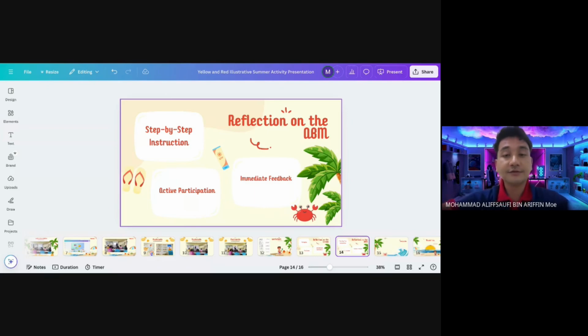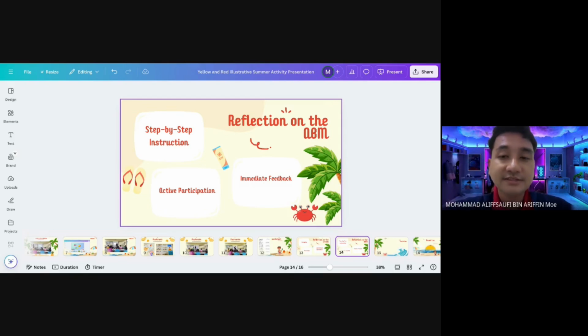Okay, as for the reflection on the ABM, the applied behavioral model, ABM, was at the core of my teaching strategy for this lesson, and its principles guided how I structured and delivered the activities. Let me break down how the ABM impacted the lesson, its effectiveness, and also areas that I need to improve on. So the first benefit of using ABM is step-by-step instruction.